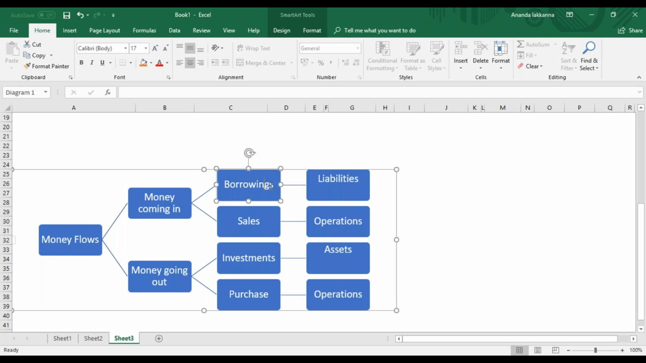If you borrow, it has to go to a liability account. If you do any operations, like if you sell something, to get that money, it has to go to the P&L account. That's nothing but operations. In the same manner, money going out.